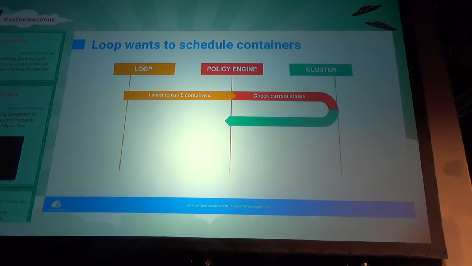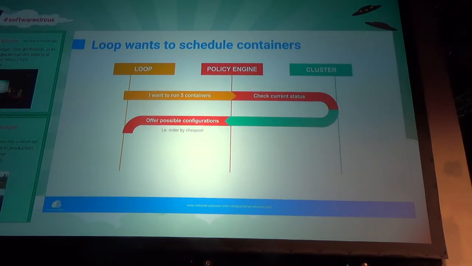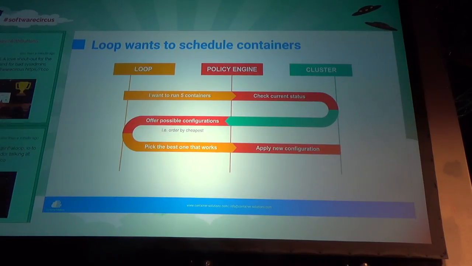Then the policy engine checks the state of the cluster and generates a list of possible configurations that are valid and optimal according to the policies. It has a number of policies, let's say the cost and the performance policy installed, and then it will calculate based on the two which one wins, and offers the possible configurations in that order, as it deems the best, to the loop. And then the loop picks what it wants. This way, both the loop and the policy engine had a say in what gets scheduled. And then the loop gives it back to the policy engine, which actually applies the new configuration on the cluster.